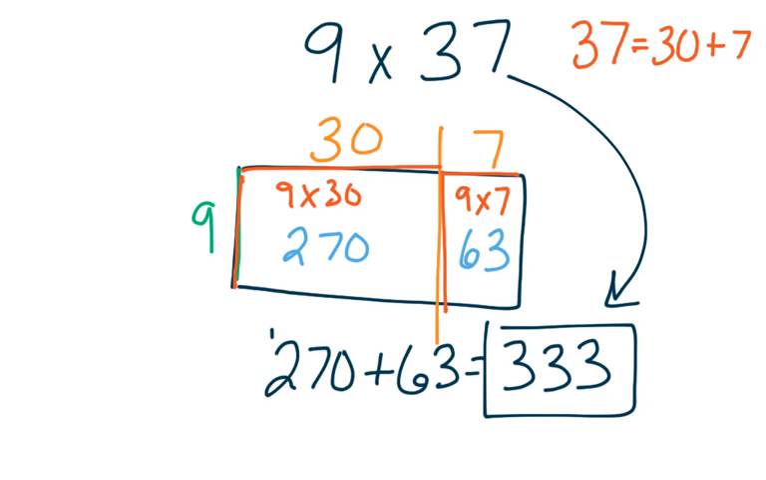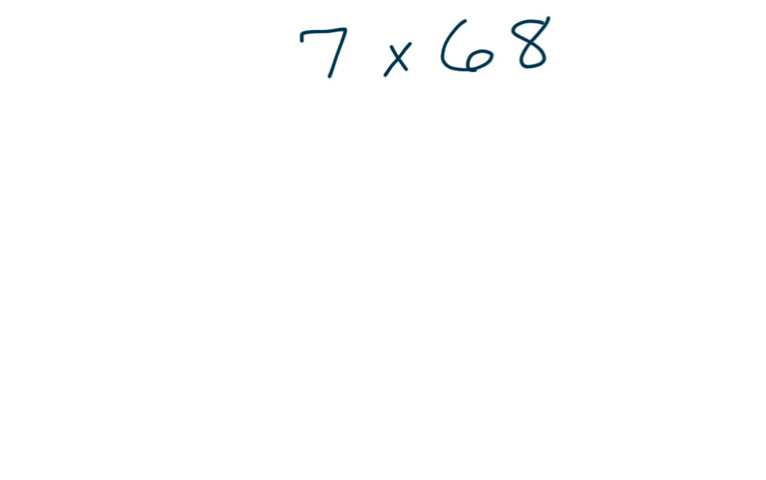333. So again, we found our partial products by multiplying 9 times 30, then we multiplied 9 times 7, and all we had to do was add those pieces together. Pretty easy. Let's give a bigger problem a shot. Go ahead and try this problem. 7 times 68. Draw your rectangle, expand 68, label your parts of your rectangles, find your partial products, and then add them together to find your final product.